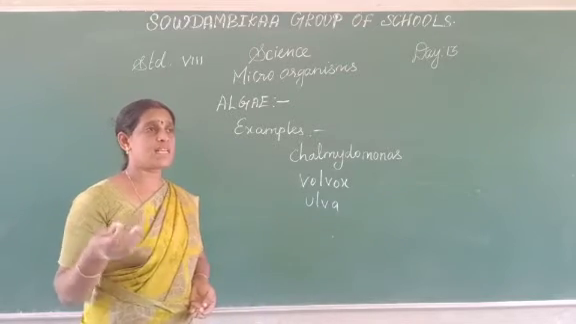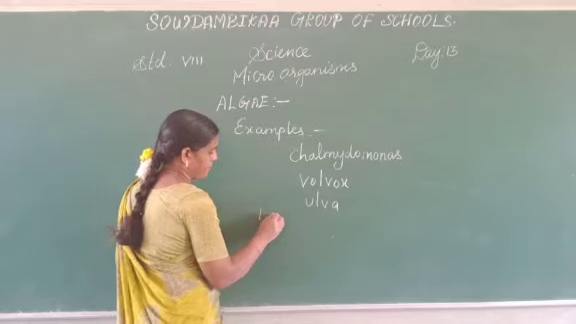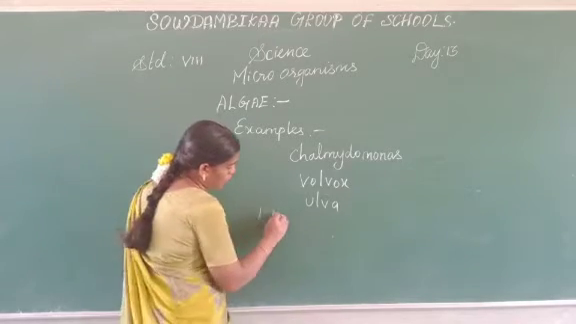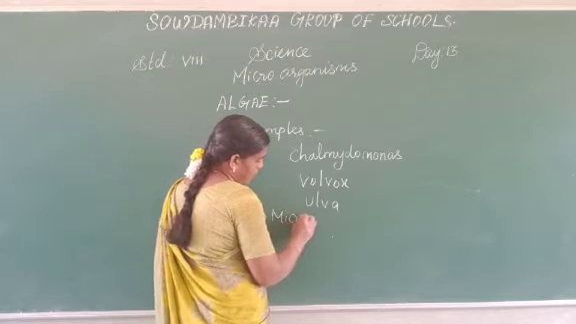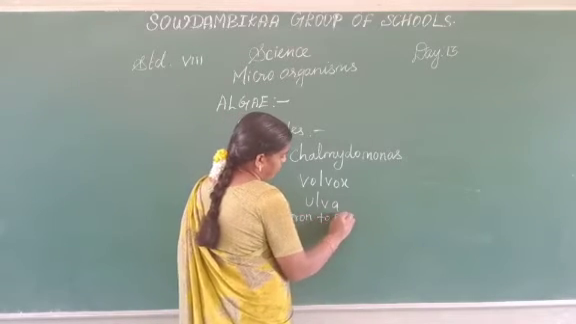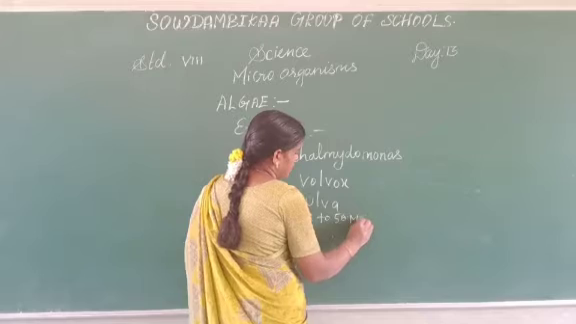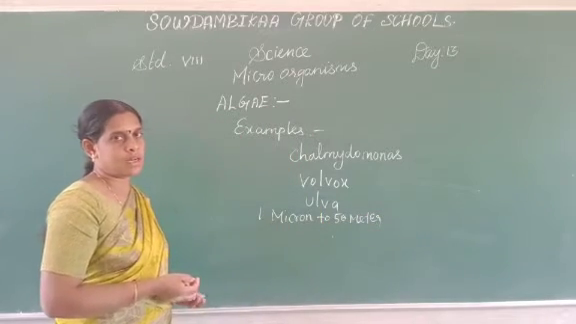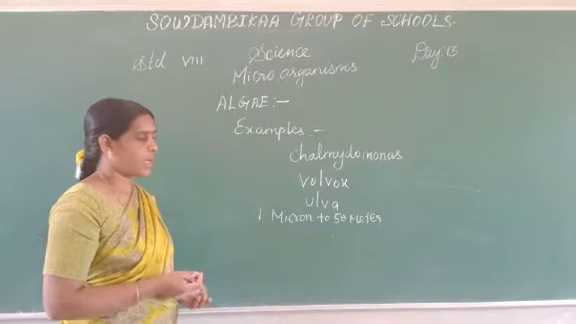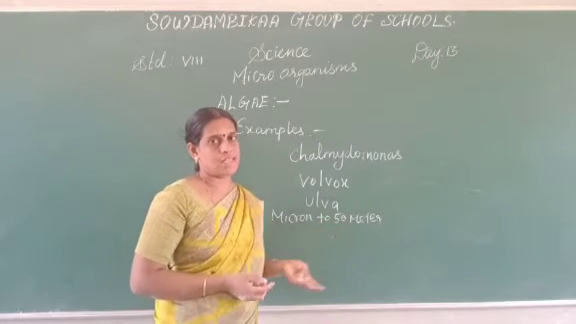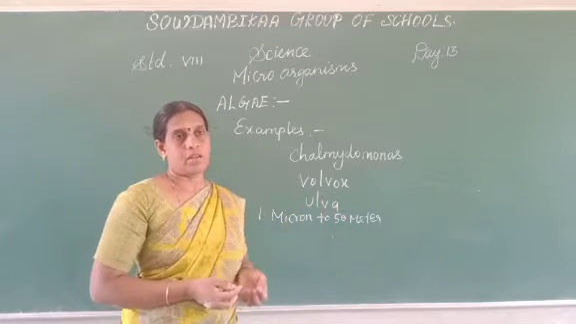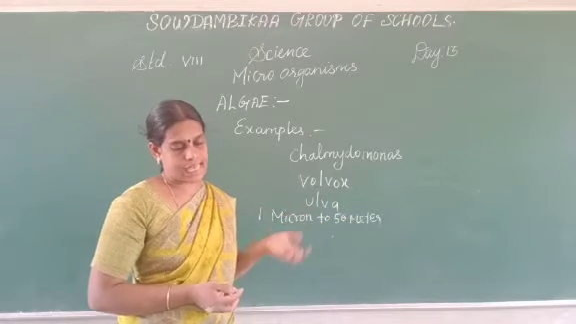The size varies from 1 micron to 15 meters. The 1 micron alga is unicellular and we cannot see it with the naked eye. A 15 meter alga we can see. The 15 meter alga is found in the sea.